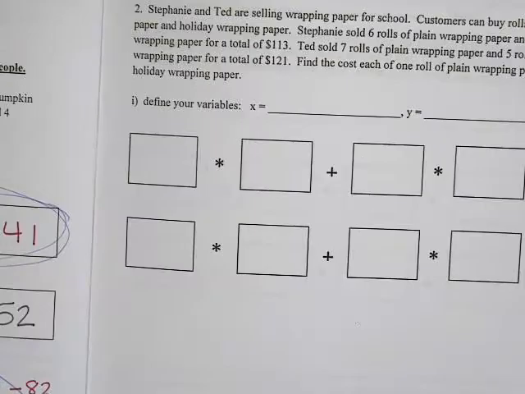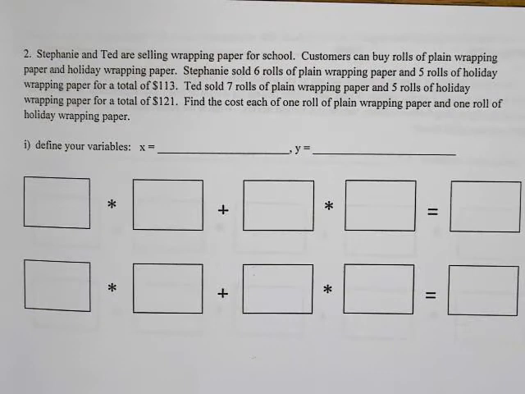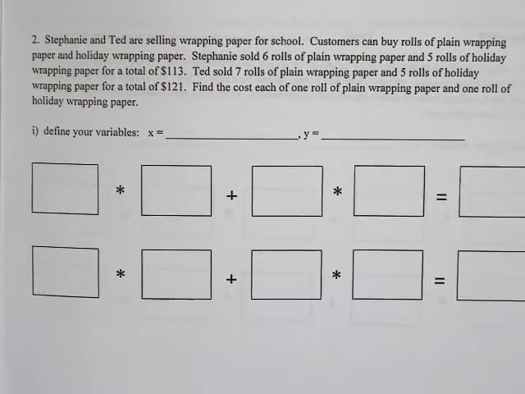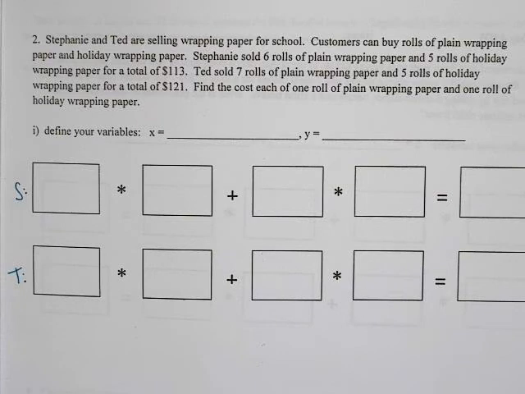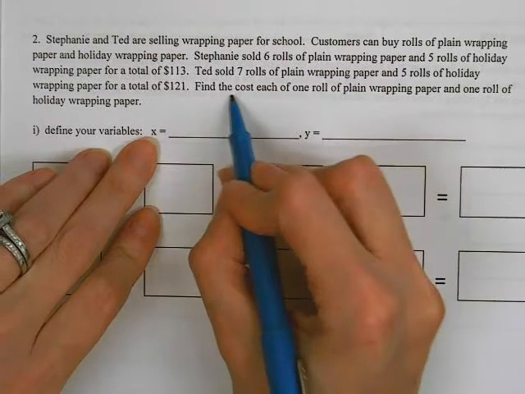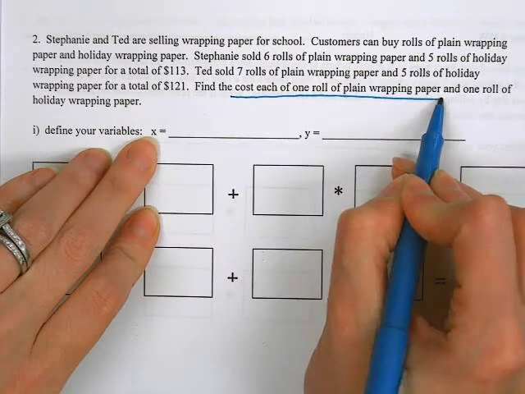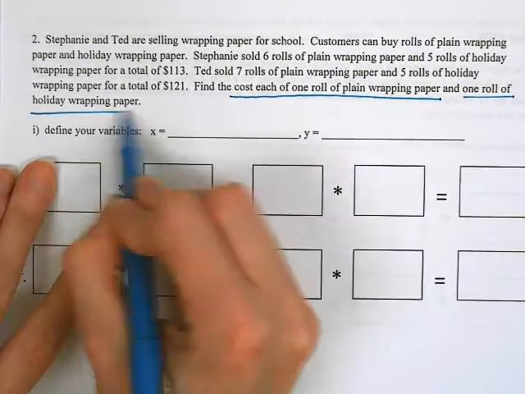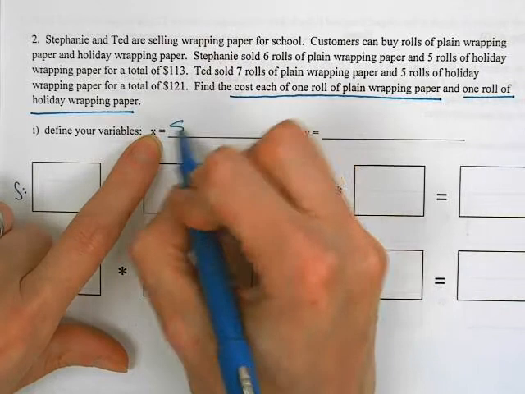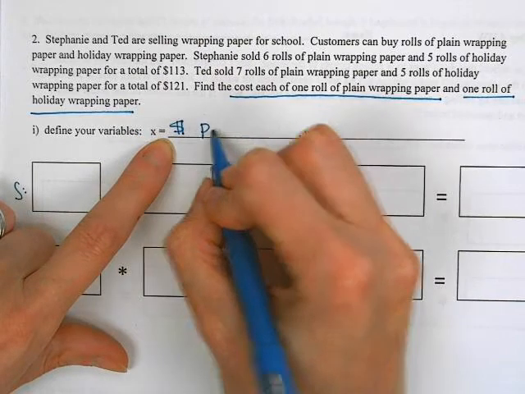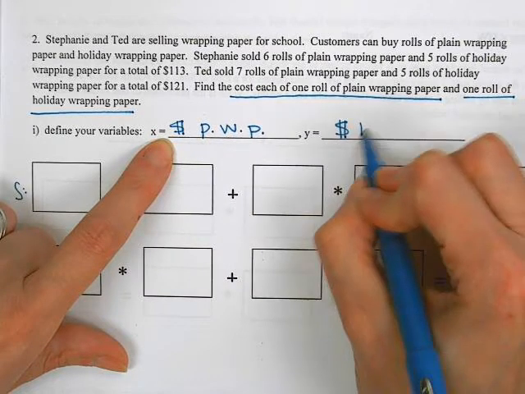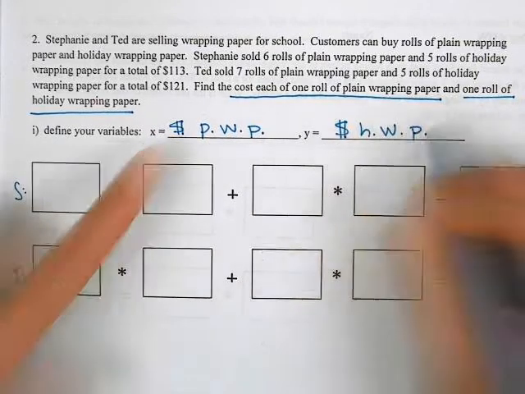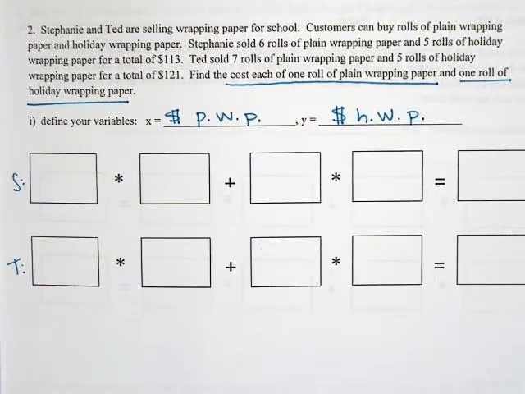All right, number 2. Stephanie and Ted. So we'll make one for Stephanie and one for Ted. And they're selling wrapping paper. We want the cost of 1 roll of plain and 1 roll of holiday. So x can be the cost of plain wrapping paper, and y can be the cost of holiday wrapping paper. I'm feeling lazy today, so I'm abbreviating.